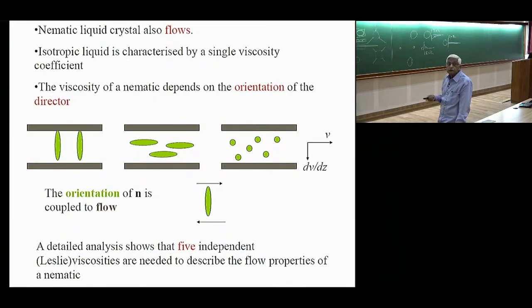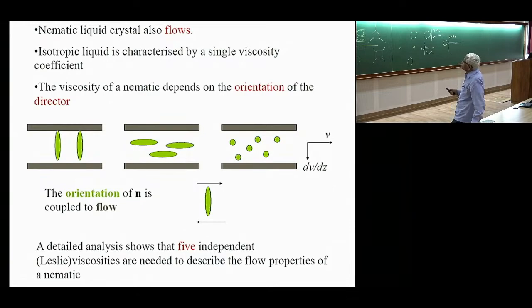So it should flow. Isotropic liquid, of course, is characterized by a single viscosity coefficient. But the viscosity of a nematic depends upon the orientation of the director with respect to the various other flow phenomena. For example, if I take a shear flow, bottom plate sheared with respect to the top plate.